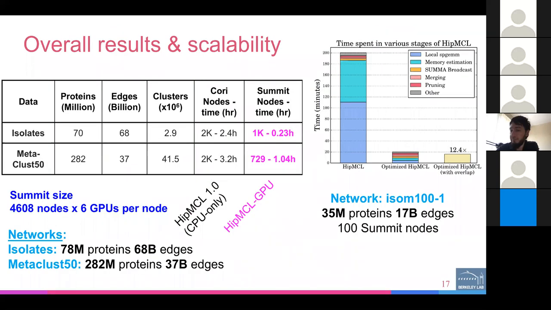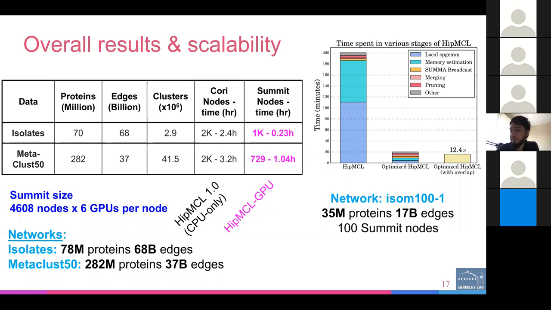So what happens when we put all these things together? We compare this GPU-enabled HipMCL with the baseline HipMCL that only uses CPUs. At the right figure, we compare the performance of these two software on a network with 35 million proteins and 17 billion edges. We use 100 Summit nodes for those. And as you can see, the GPU-enabled HipMCL is able to achieve up to 12.4 times speedup over the CPU-only HipMCL.